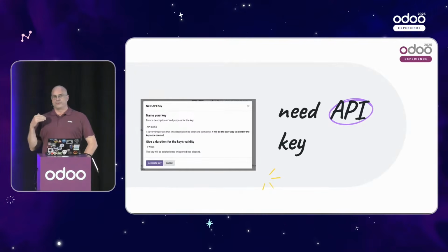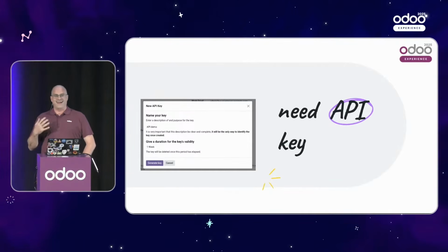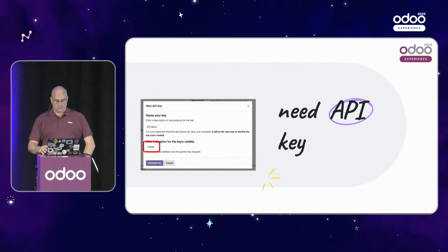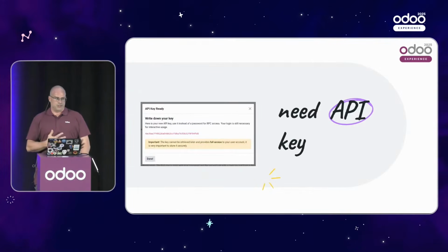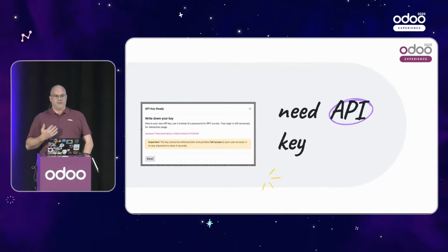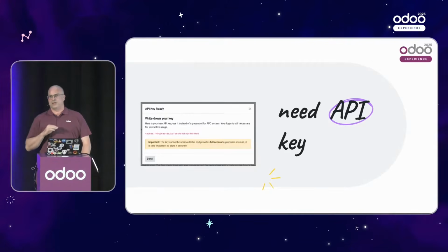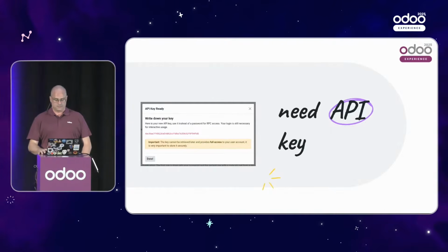This can go from 1 minute to unlimited. I highly discourage using unlimited API keys. You choose a duration, validate, you get your key. Don't lose this key. This is the only time you will see your key in clear text. Once you close the wizard, you will never see your API key in clear text anymore.